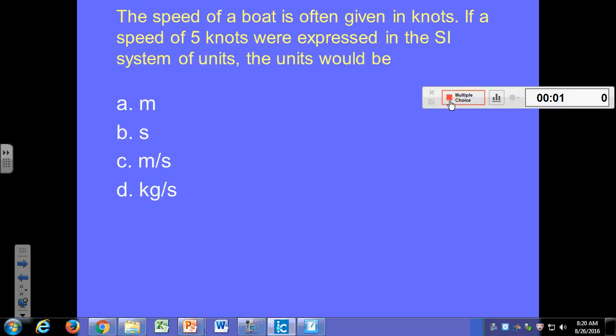Speed of a boat given in knots. If the speed in knots were to be expressed in SI units, then the units would be what?